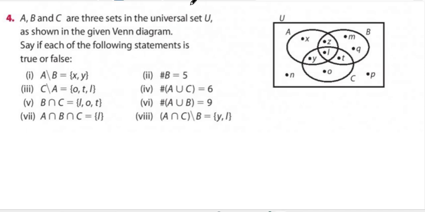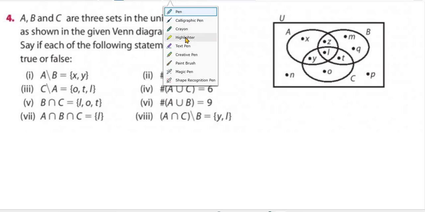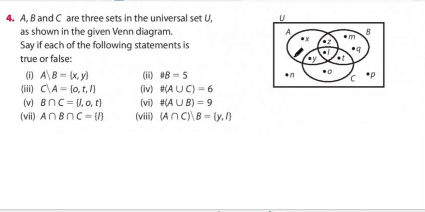Okay. Everything in A that's not in B, okay? So if you look at this, everything in A that's not in B, I think it's this area here. You're not allowed in B, but you're allowed in A. So what did everybody get for that? True. Okay. True for the first one.